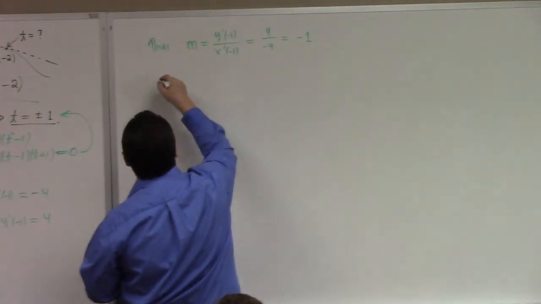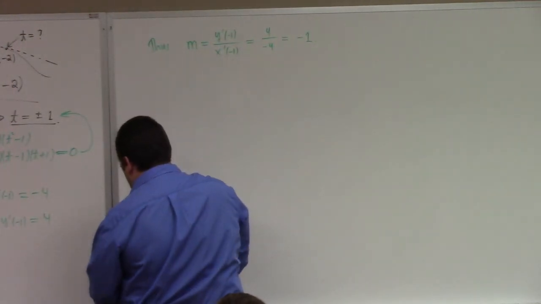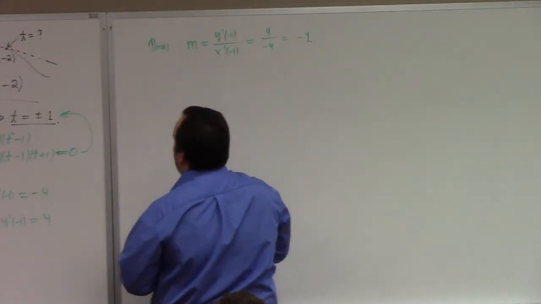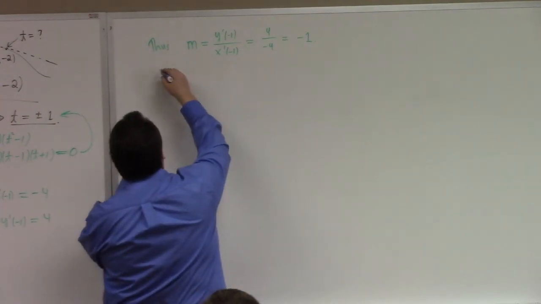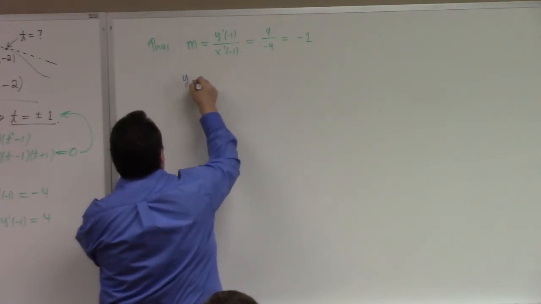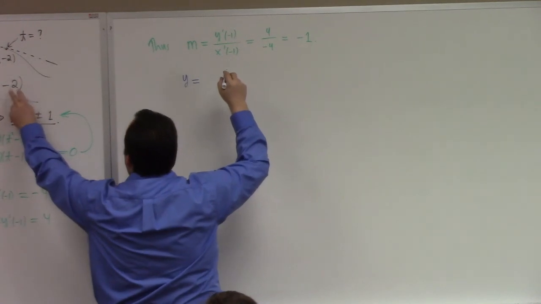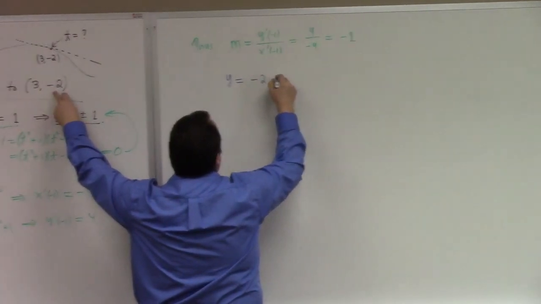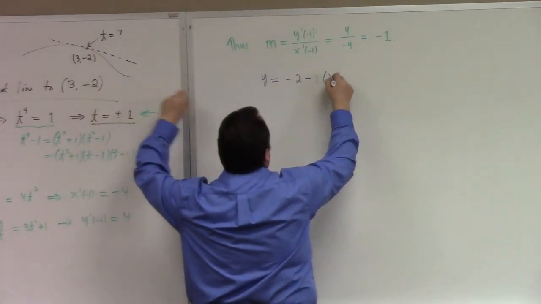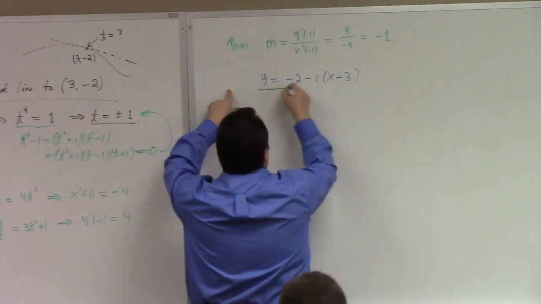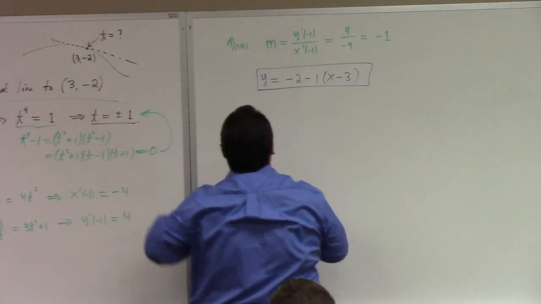And what's our equation? So we know a slope and we know a point. By point-slope, we get the following. Thus, y equals minus 2 minus 1 times x minus 3. There's the equation of the tangent line right there.